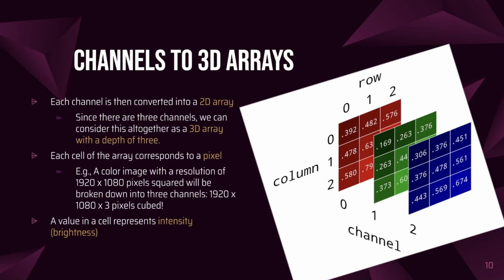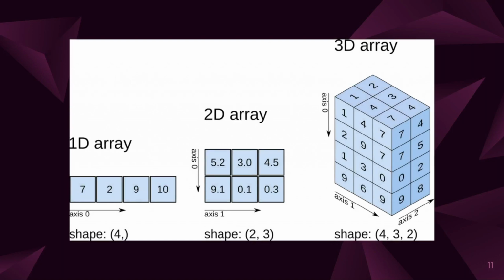For example, when you see that the resolution of your laptop is 1920 times 1080 pixels, this basically means that when the display is broken down into three channels, it can be interpreted as 1920 times 1080 times 3 pixels. So a value in the cell represents intensity or brightness. The highest intensity is 255 and the lowest intensity is 0. And when OpenCV reads an image file, it converts the image into a 3D array where each value can range from 0 to 255. And here's a picture that might help you recall what the arrays were.